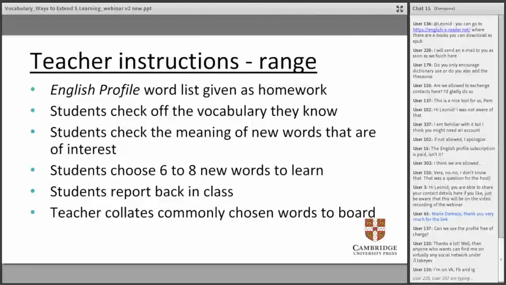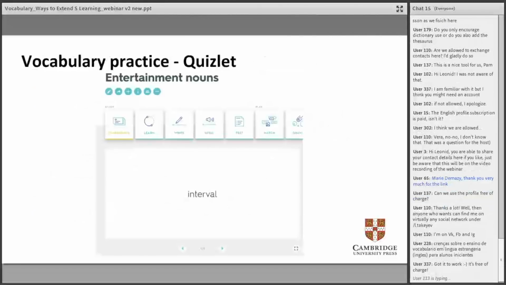So this was just a very simple way of getting learners to learn a few more words, by talking about them together and sharing them with each other. That meant that they were using the words, they were referring to the meaning, they were getting more practice in using them, and then creating this class list together. So this is a way of extending their range.